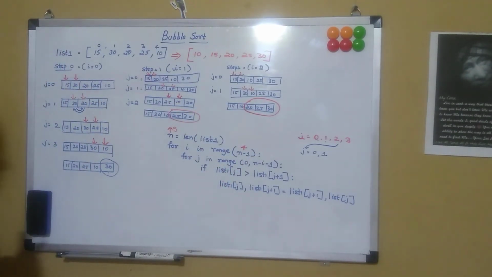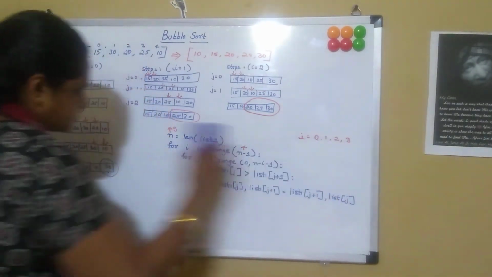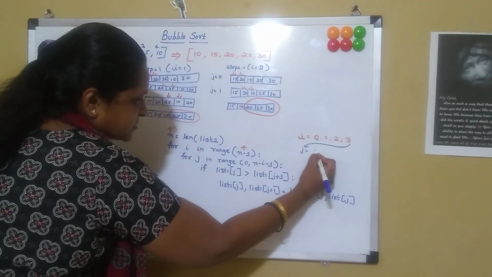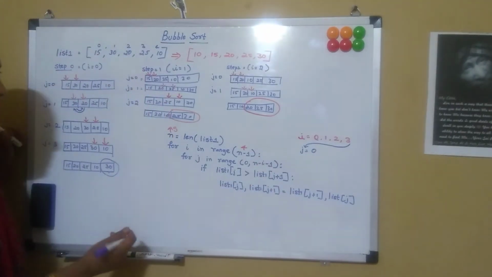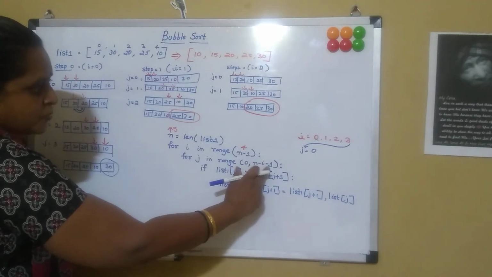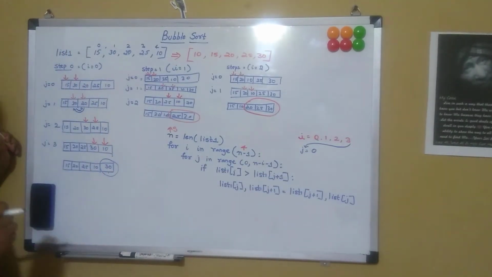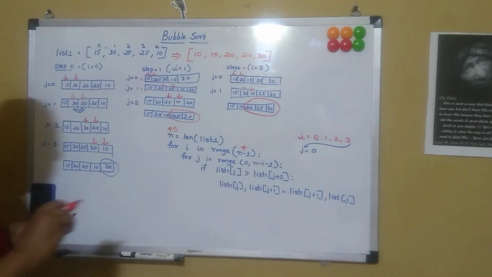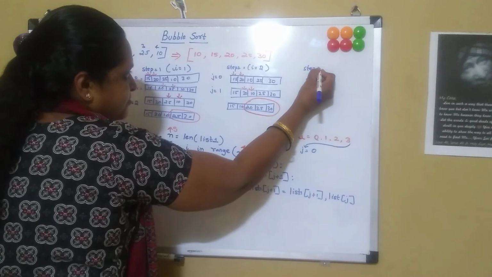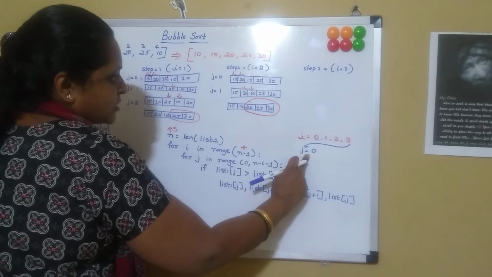So now the last step is when i equal to 3. When i equal to 3, j will span only 0, because n is 5, i is 3. 5 minus 3 is 2. 2 minus 1 is 1. So it won't consider 1, it will consider only till 0. So it will check only once in step 3. That is, when i equal to 3, j will check only once, for j equal to 0.